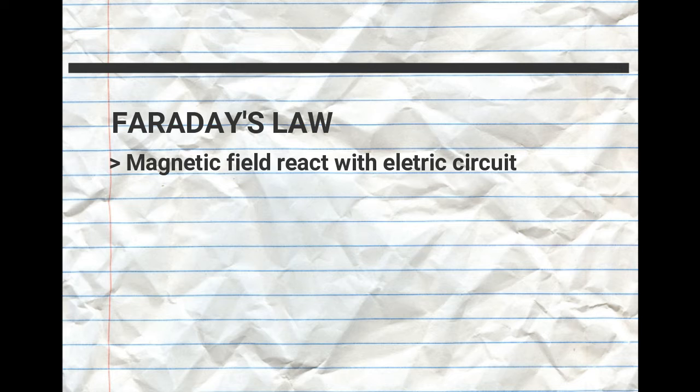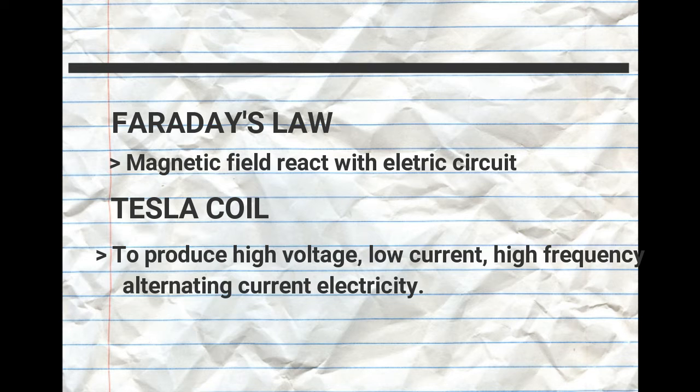So our experiment used a Tesla coil. It is used to produce high voltage, low current, high frequency alternating current electricity.